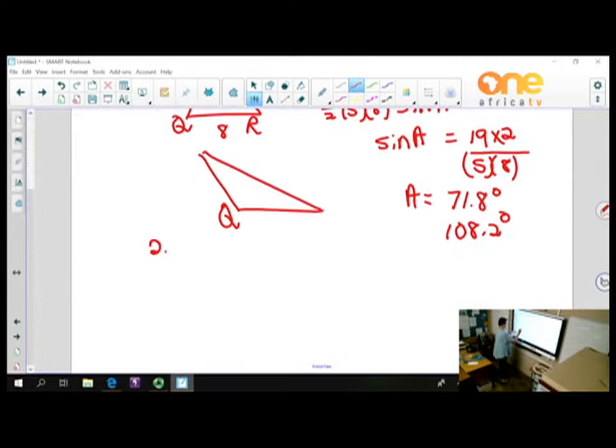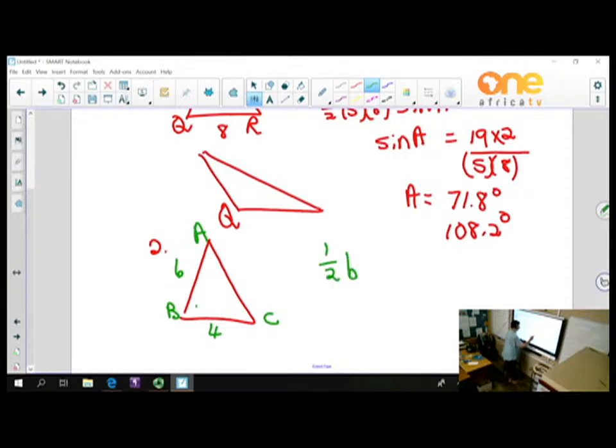Right, number 2, triangle ABC. And BC is 4, AB is 6, the area is 11, and we have to find B. Can you see? We have to find that included angle. So the formula is half BC sine A. So it is then a half of 6 times 4 sine A. This is what you want to calculate. And this we equate it to 11.